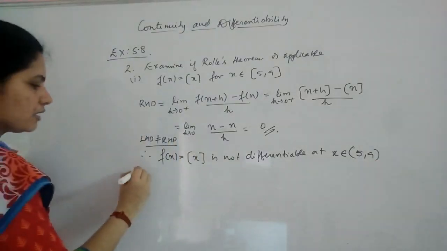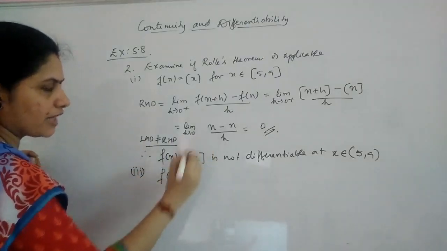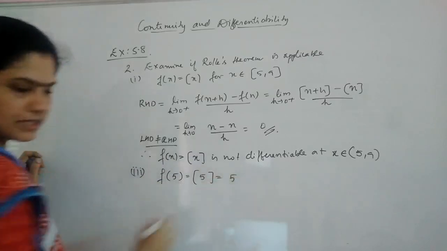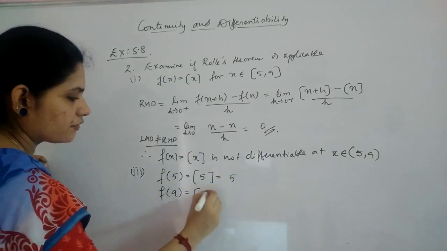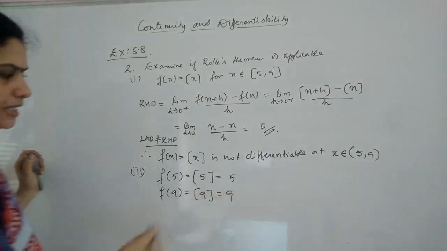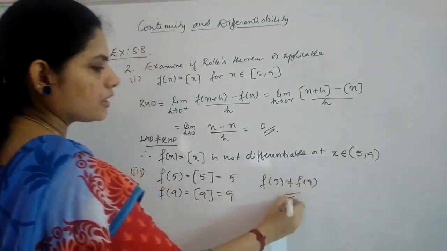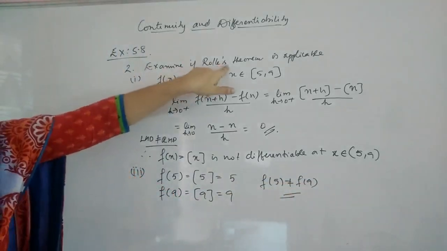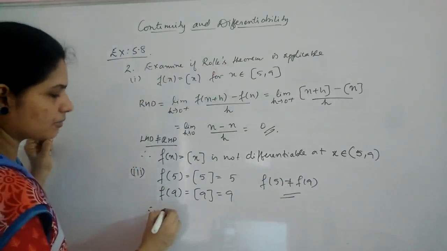Next, what you have to check, it is the third point, which is f of a equal to f of b. Here your f of a is 5, so f of 5. f of 5 means greatest integer of 5, which is 5 itself, and f of 9, which will be greatest integer of 9, which is 9. That means your f of 5 is not equal to f of 9. So all the three conditions it is not satisfying. Okay, since all the three conditions which should be satisfied in order to verify Rolle's theorem is not satisfied by this function, therefore it is not applicable for this function.